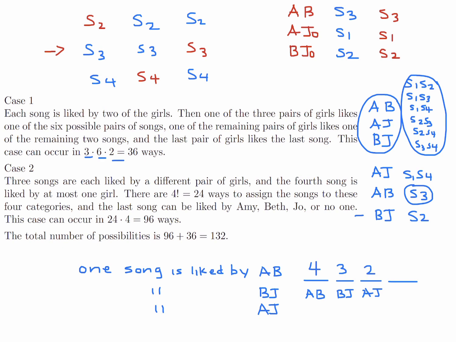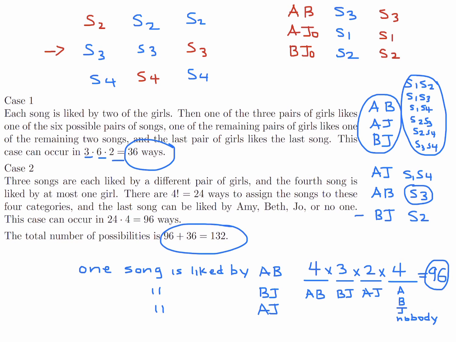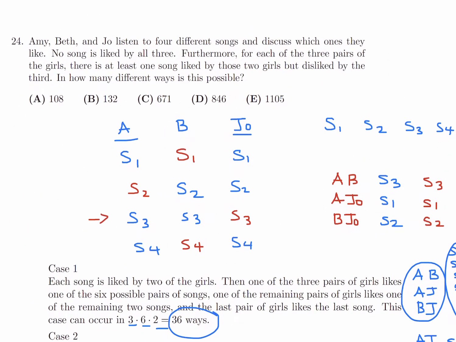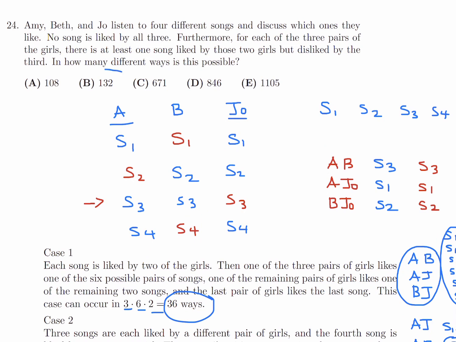Now at that point, there's 1 song left. And that one remaining song can be liked by an individual girl, either A, B, or J, or by nobody. So there's 4 possible ways of that last song being allocated, so that's why you put a 4 there. And this is the total number of cases in the second scenario, and that totals 96. So you have to add the 36 with the 96, and when you do, you get 132 total number of possibilities. And therefore, this question number 24, the answer is B.